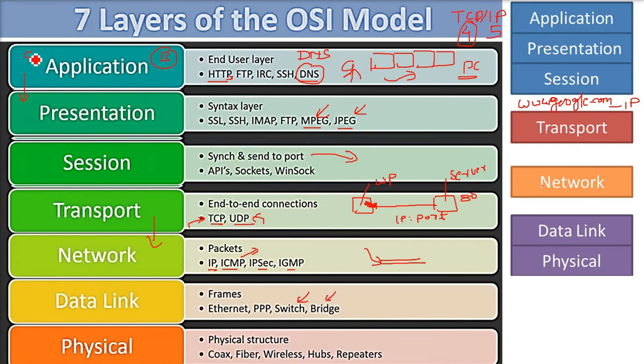So when you start working, you are interacting with the application layer, and then the series of work will be done by these layers, and it will be sent, and this will be received by the physical layer of another system, and it comes up to the application layer.